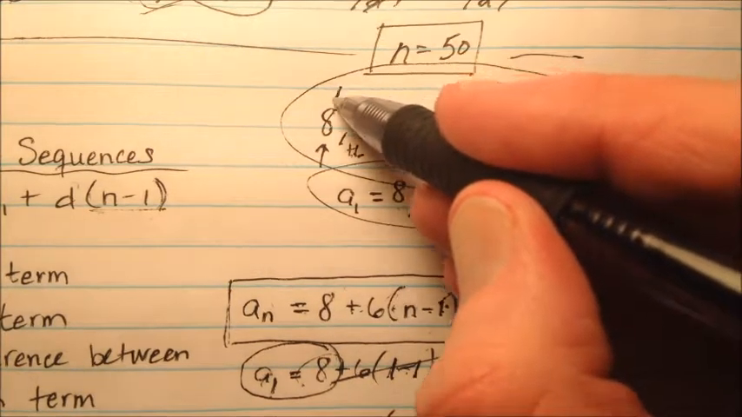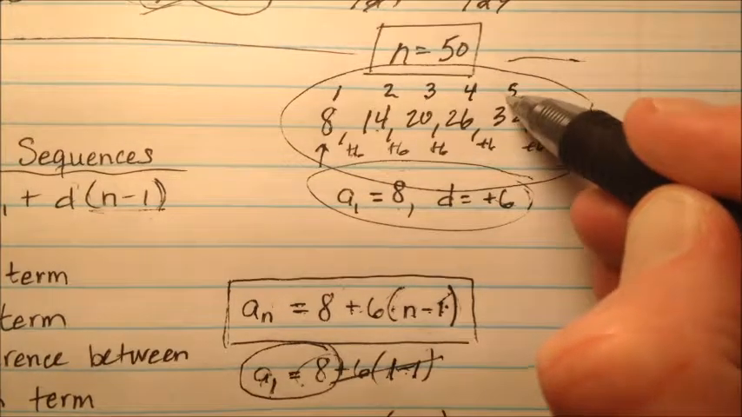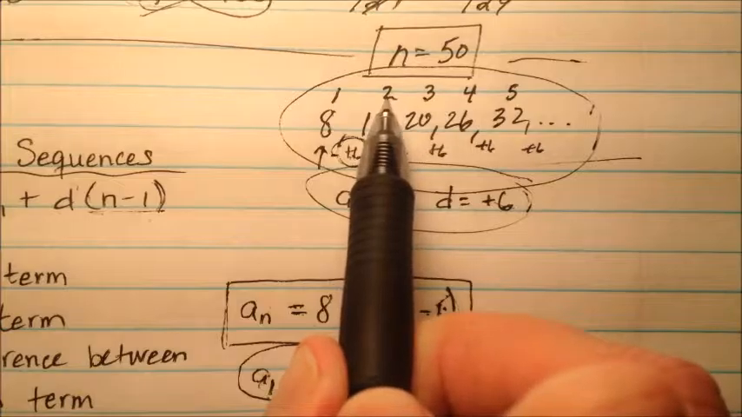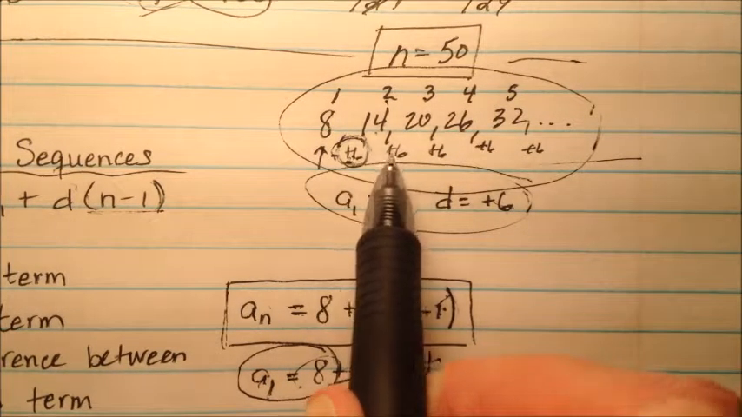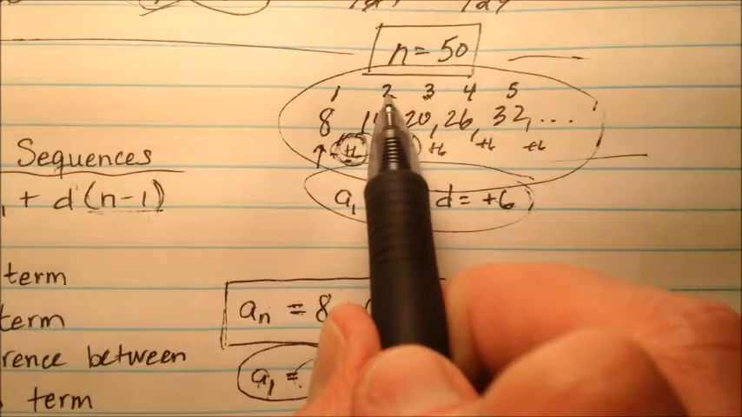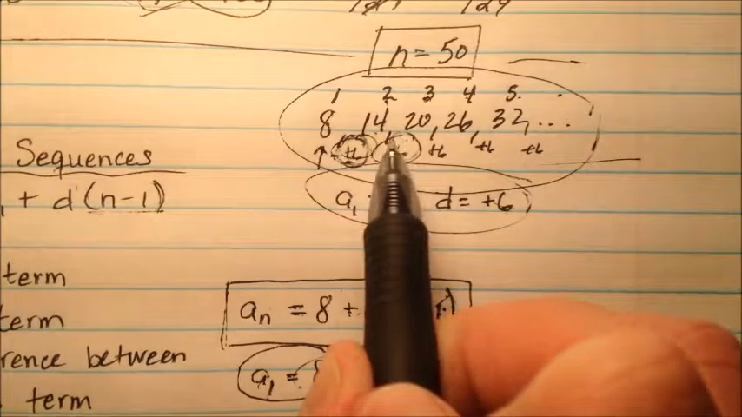If this is my first term, and this is my second term, and third term, and fourth term, and so on, how many times do I have to add 6 to get to the second term? Well, I just do it one time. How many times do I add 6 to get to the third term? Well, twice, right? So if I'm heading to some n term that I don't know, how many times do I have to add 6?